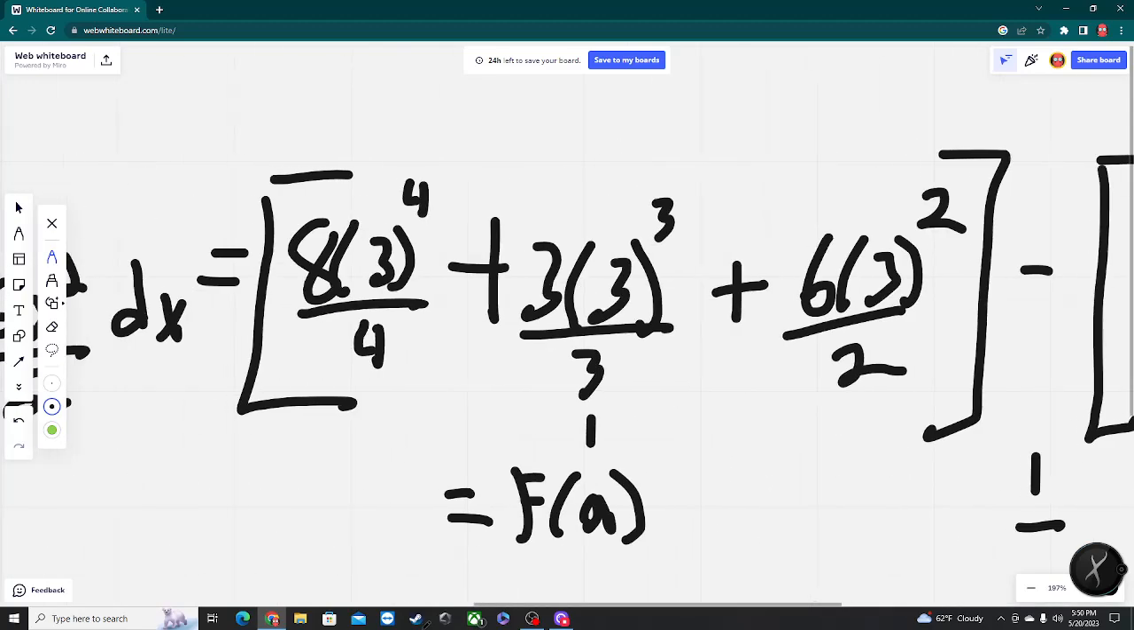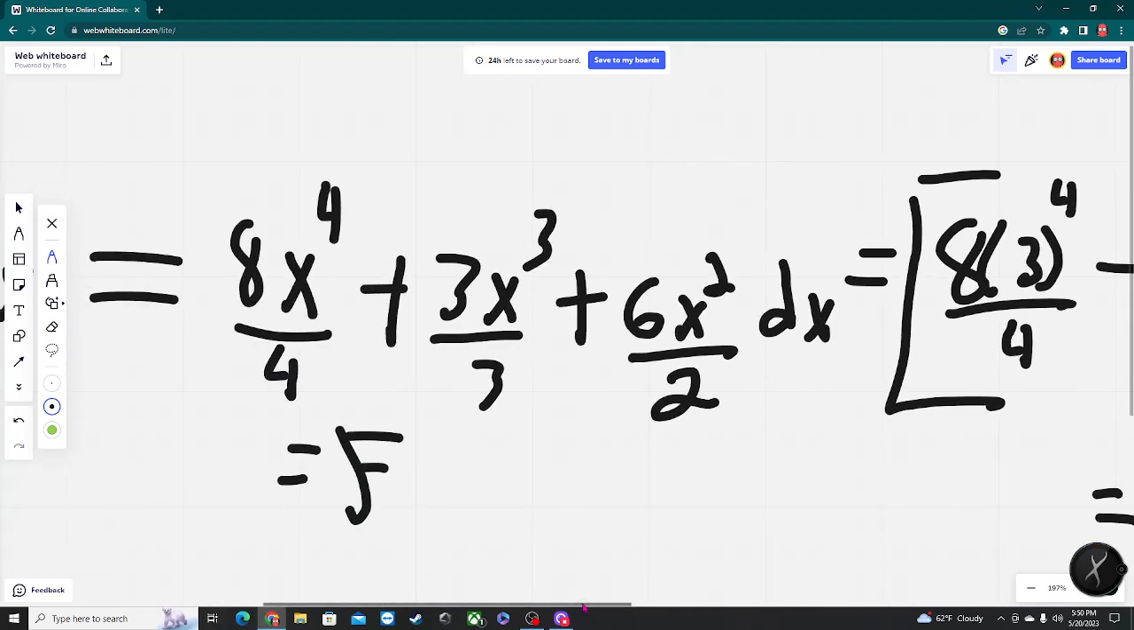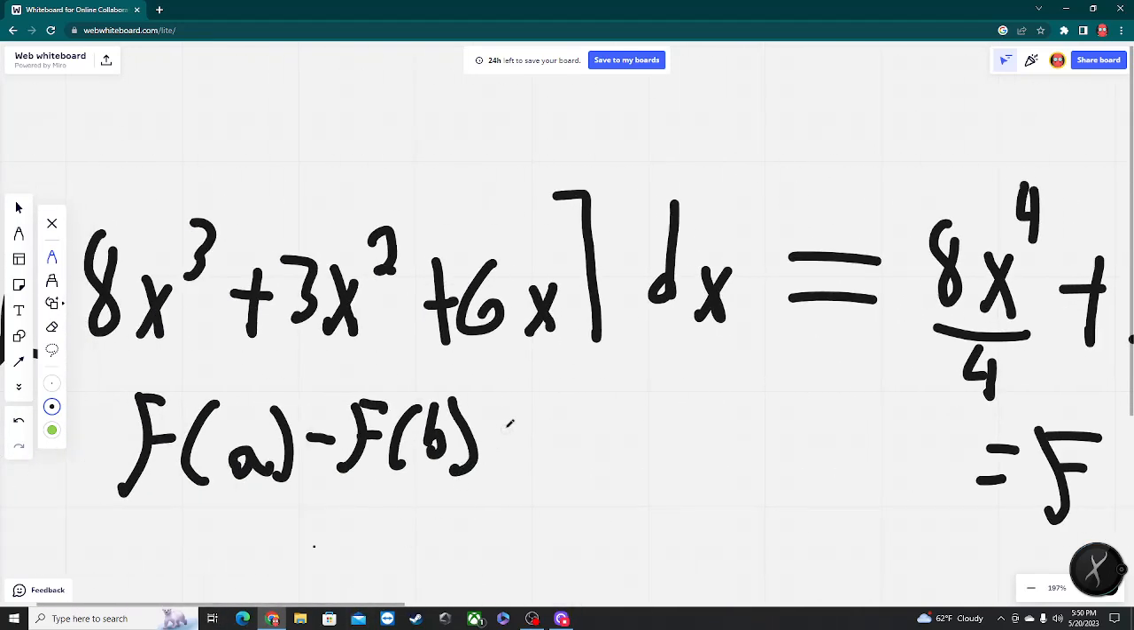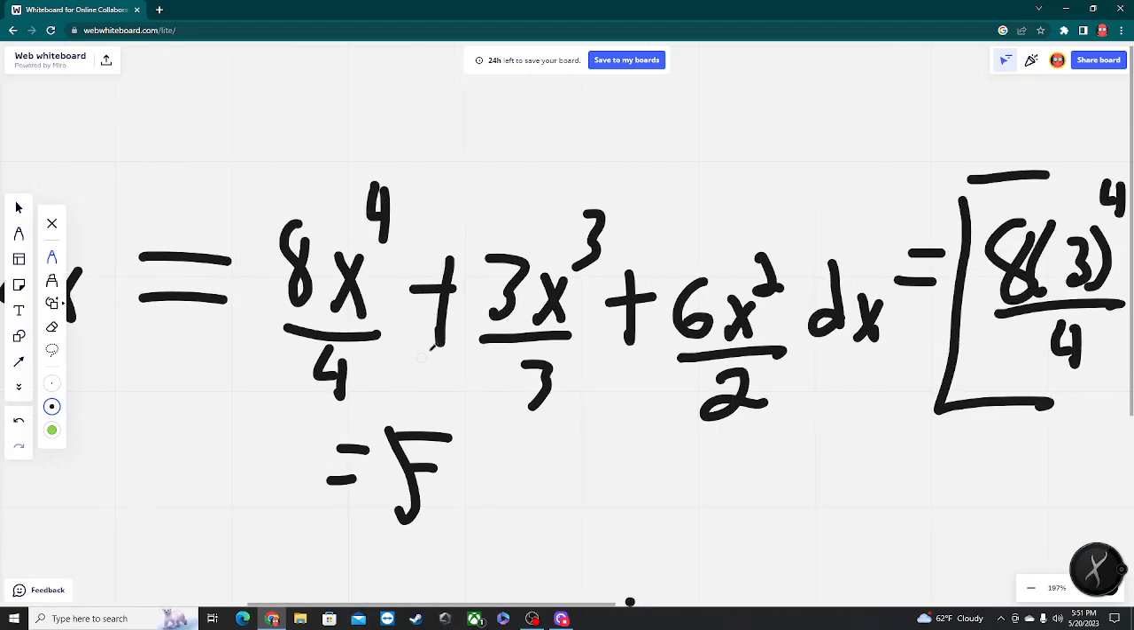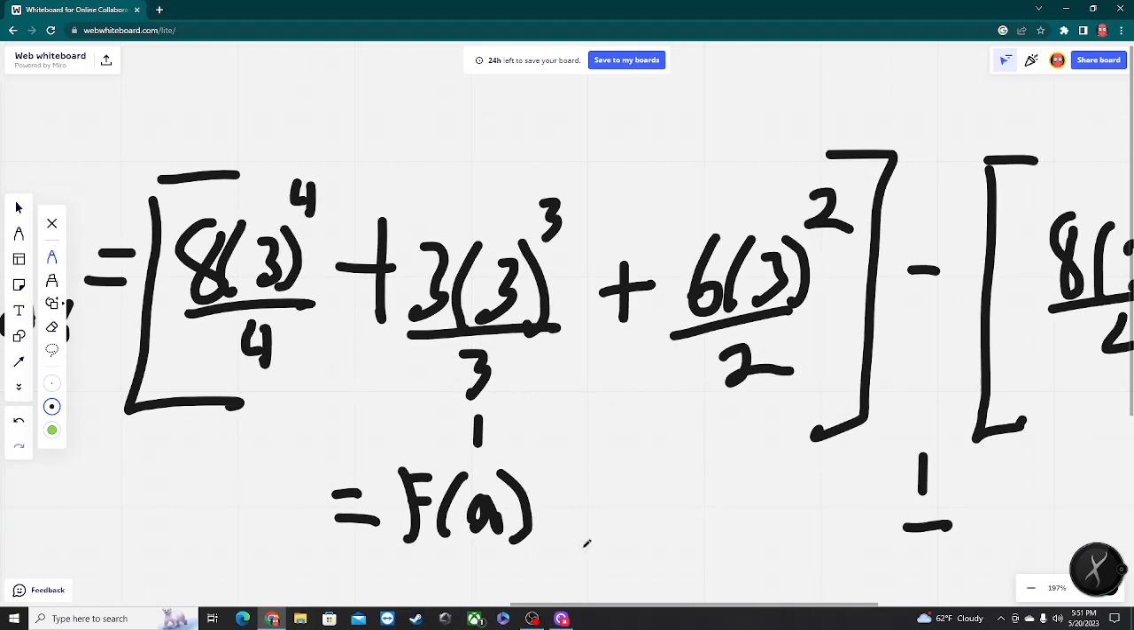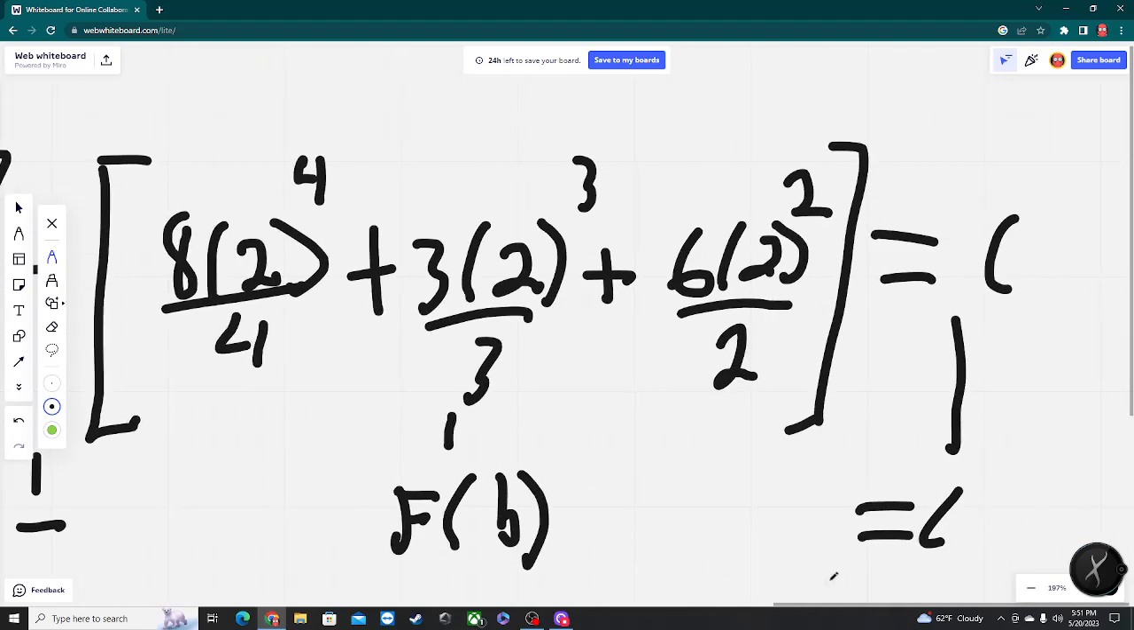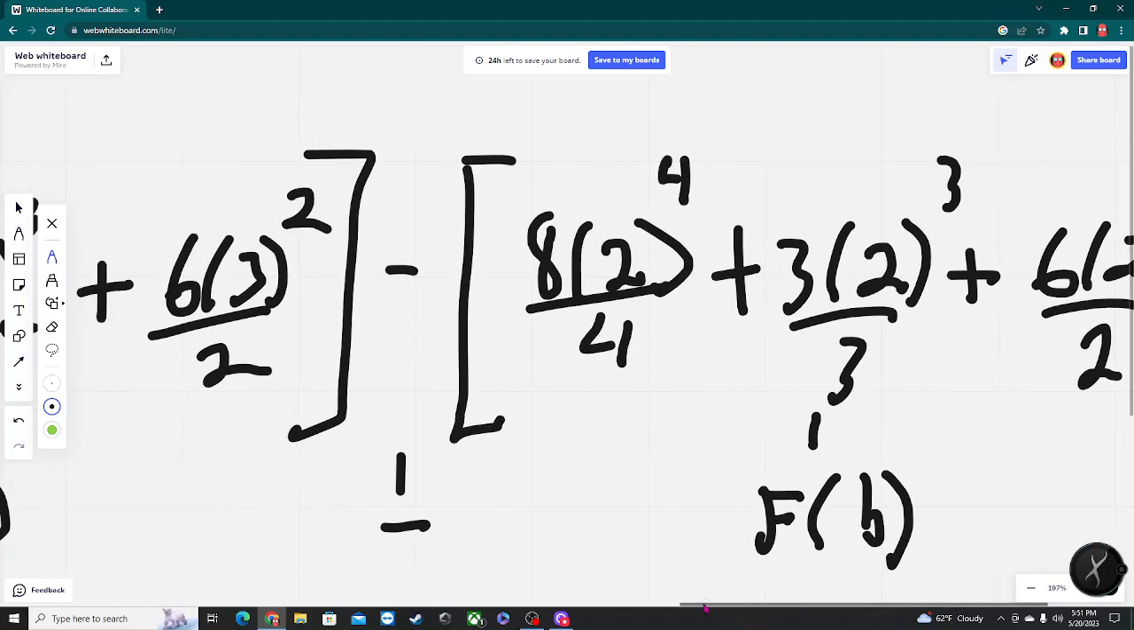So let me try to make this as clear as possible. The function that we are looking for is capital F of A minus capital F of B equals C. So we find our capital F of A, we have our minus, our capital F of B, equals our answer C. So now let's actually evaluate what's going on here.